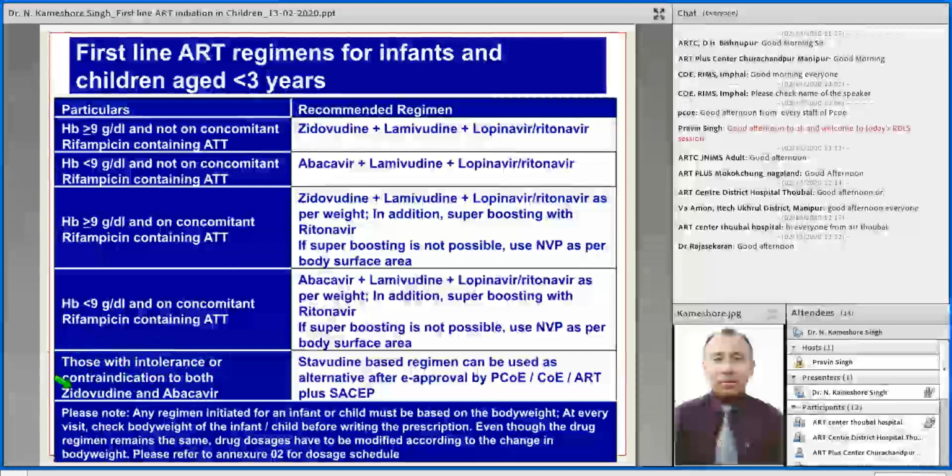For those with intolerance or contraindication to both zidovudine and abacavir, as I have already mentioned, in such special situations stavudine-based regimens can be used as an alternative, but after approval from pCoE, CoE, and SACEF. We have to keep in mind that any regimen initiated for infants and children must be based on body weight. At every visit, body weight is checked for children and infants before writing the prescription, because as per body weight we may need to change the regimen in subsequent follow-ups.